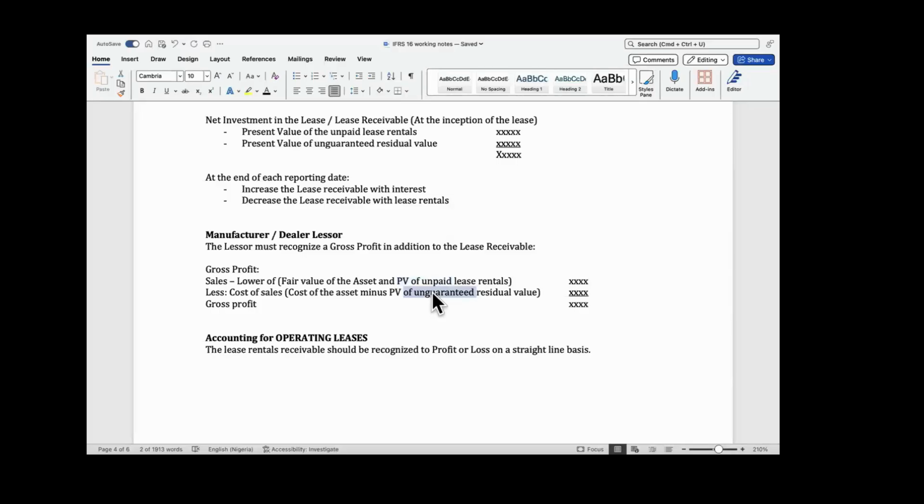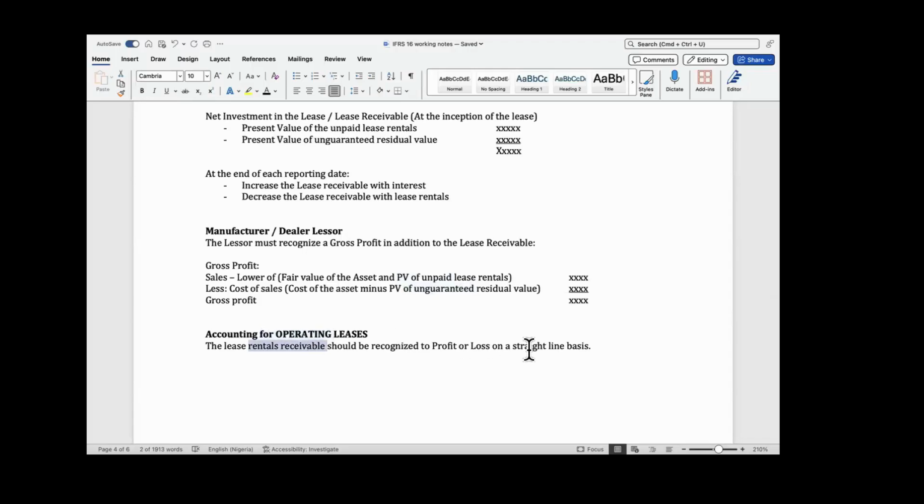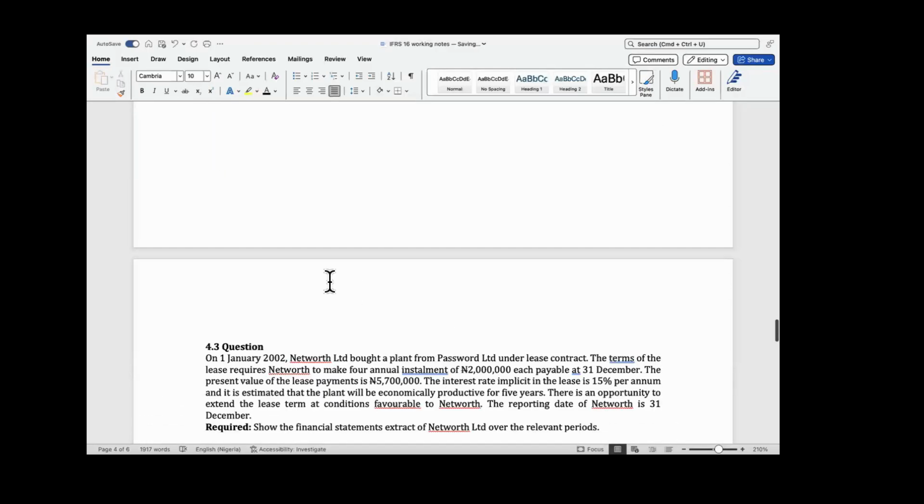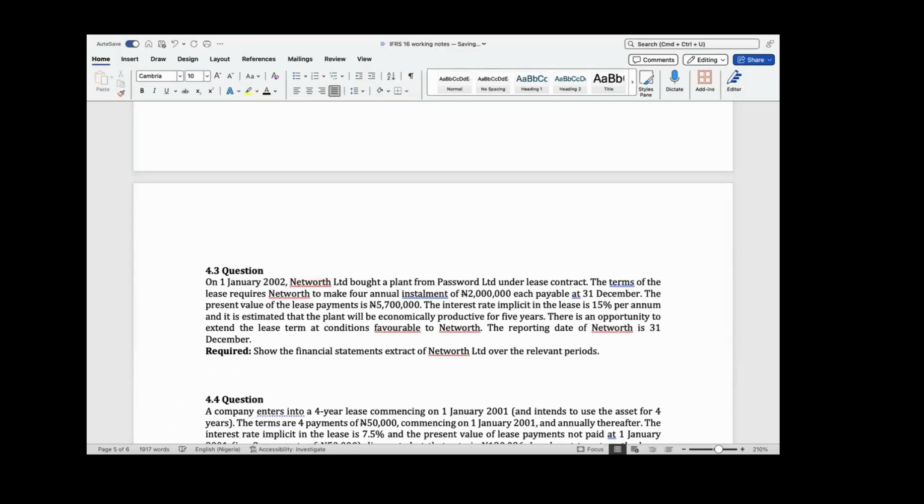We ended it with operating lease, where the lessor has entered into an operating lease arrangement. The lease rentals receivable should be recognized to profit or loss on a straight line basis over the lease term. And that was all we did yesterday. Today, we'll solve questions, and that will be it for leases.